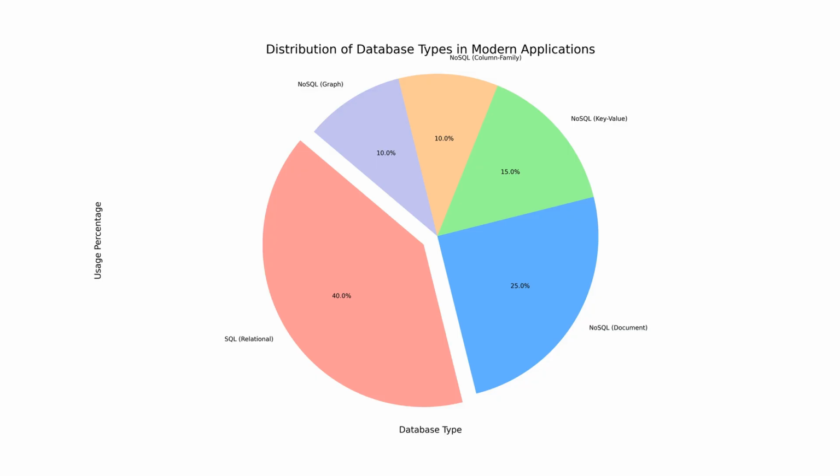Now check this out. SQL, or relational databases, take up 40.0, and that's visually emphasized on the chart. Meanwhile, the NoSQL family as a whole takes the cake with 60.0. Within the NoSQL segment, document databases form the largest slice, representing 25.0, followed by key value stores at 15.0. Then we see both column family and graph databases each making up 10.0.